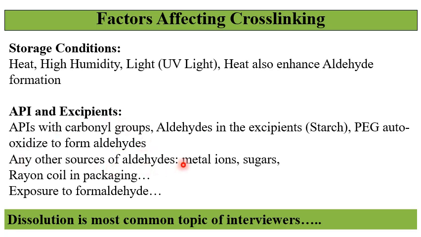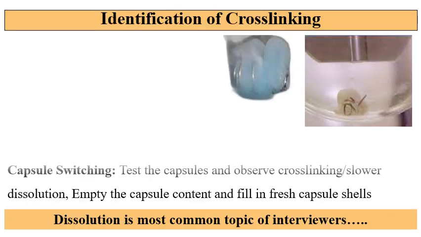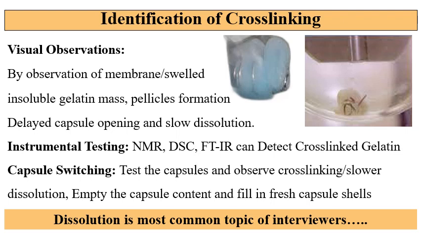Any other sources like aldehydes, then metal ions and sugars. Rayon coil in packaging may also lead to cross-linking, and exposure of the formulation to formaldehyde will lead to cross-linking. So these are the main parameters or factors which impact the cross-linking.